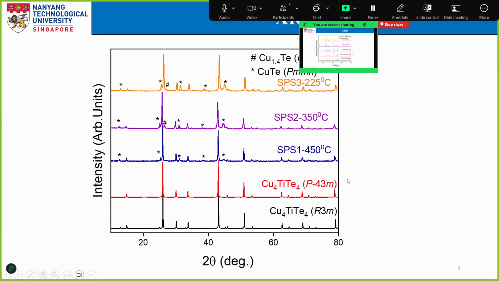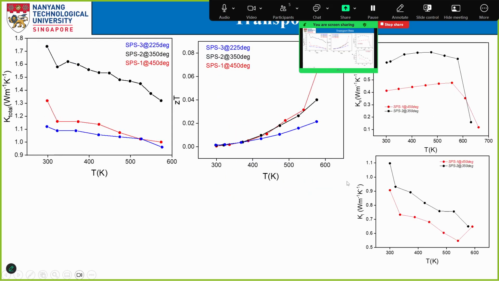So the transport data you collected for copper germanium telluride was from the experiments in IIT Kharagpur, right? Not from the DGS sample. NTU. Did you do SPS on that as well? Okay. What was the temperature, pressure? Low pressure. So 300 Celsius.